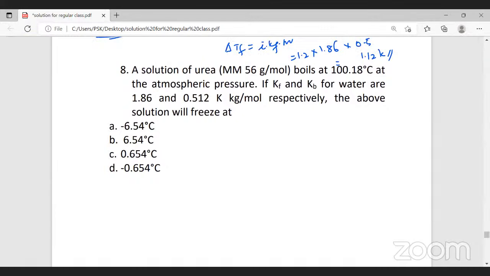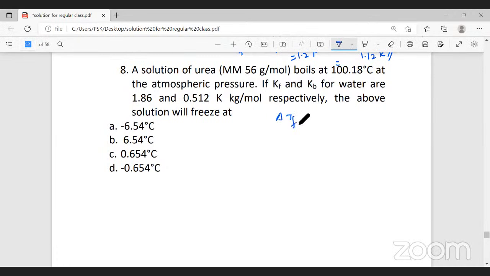A solution of urea, the molecular mass of urea is 60, but here they have mentioned it to be 56. Since they have mentioned it to be 56, we will take it as 56 only. A solution of urea of molecular mass 56 boils at 100.18 degrees Celsius at atmospheric pressure. If Kf and Kb of water are 1.86 and 0.512 Kelvin kg per mole, respectively, the above solution will freeze at, they're asking.